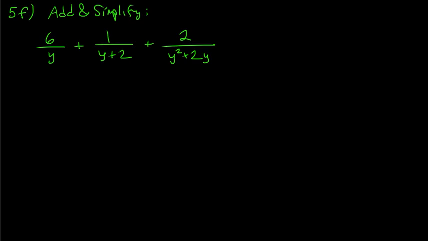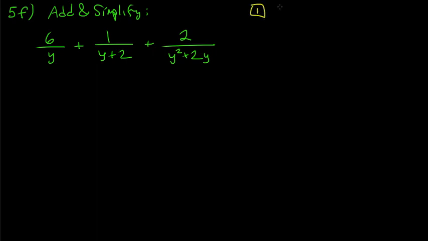And I'll do f as well. Add and simplify 6 over y plus 1 over y plus 2 plus 2 over y squared plus 2y. Okay, so what makes this maybe a little bit trickier is the fact that there's 3 fractions. We've already seen one of these, right? Part B, number 5b, had 3 fractions, although one of them you had to subtract, one you had to add. Here you're adding all 3. Okay, but again, the denominators are not identical. They're not the same. We cannot add or subtract anything just yet.